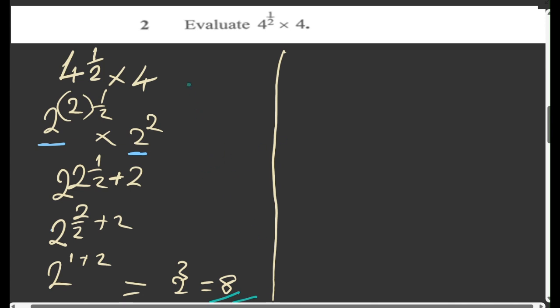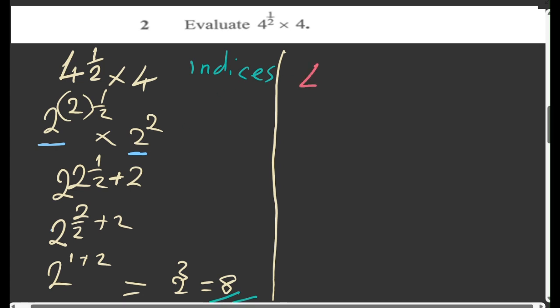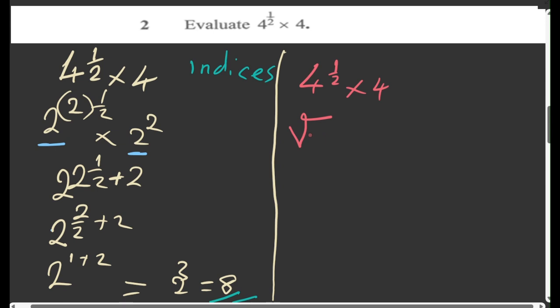Now let's also use a different method to solve this question. So this is indices. You can also solve this question using this method: 4 to the power 1 over 2 multiplied by 4. Notice that 4 raised to the power 1 over 2 is the same as the square root of 4, multiplied by 4. The square root of 4 gives us 2, multiplied by 4. So what is 2 multiplied by 4? It's 8.